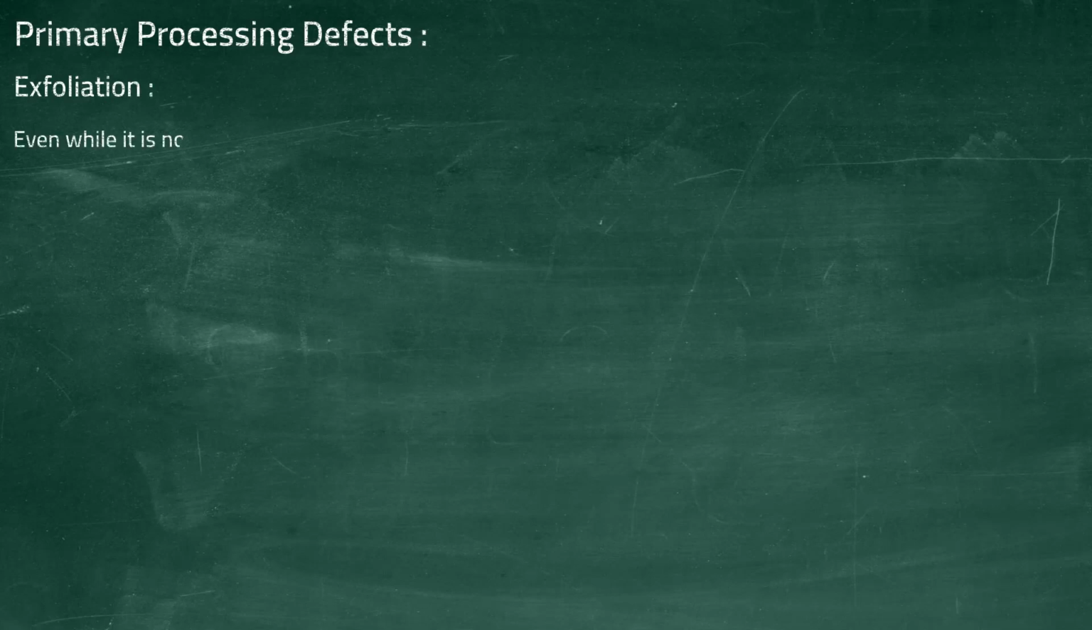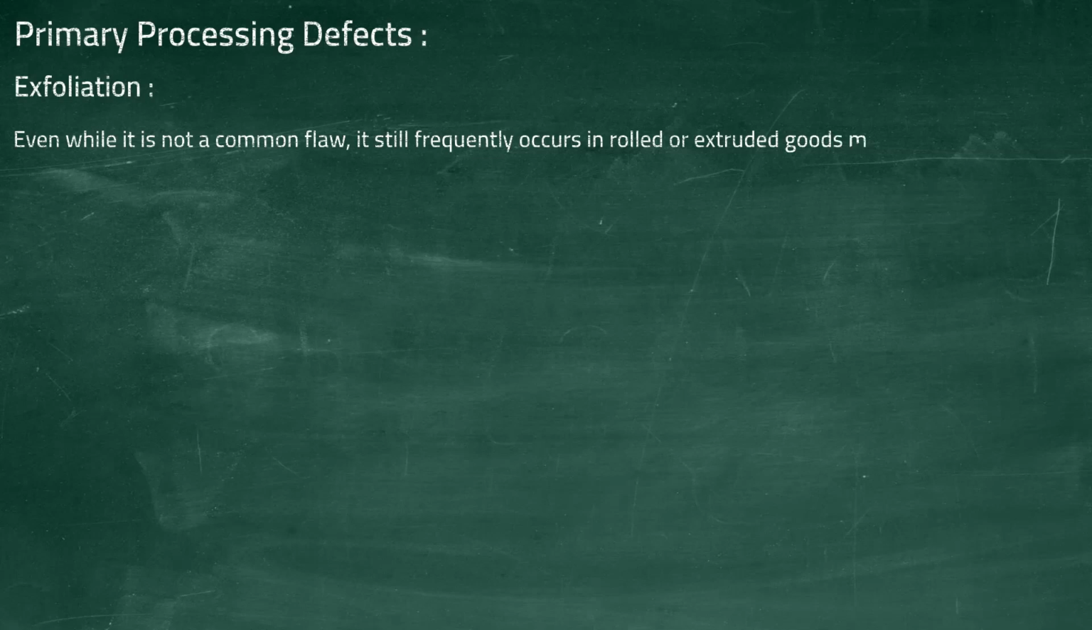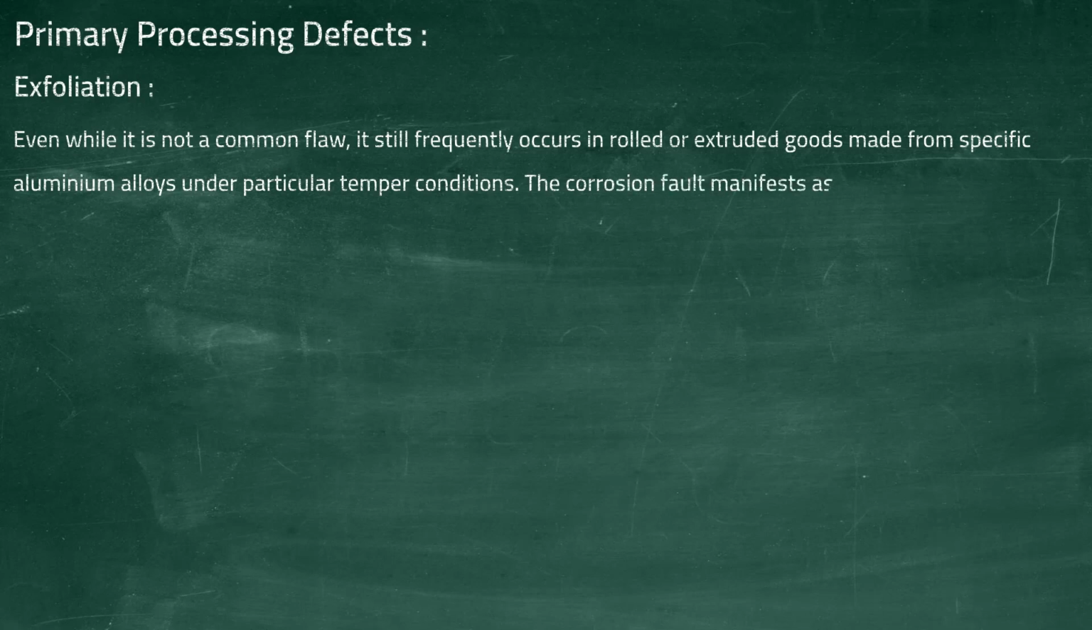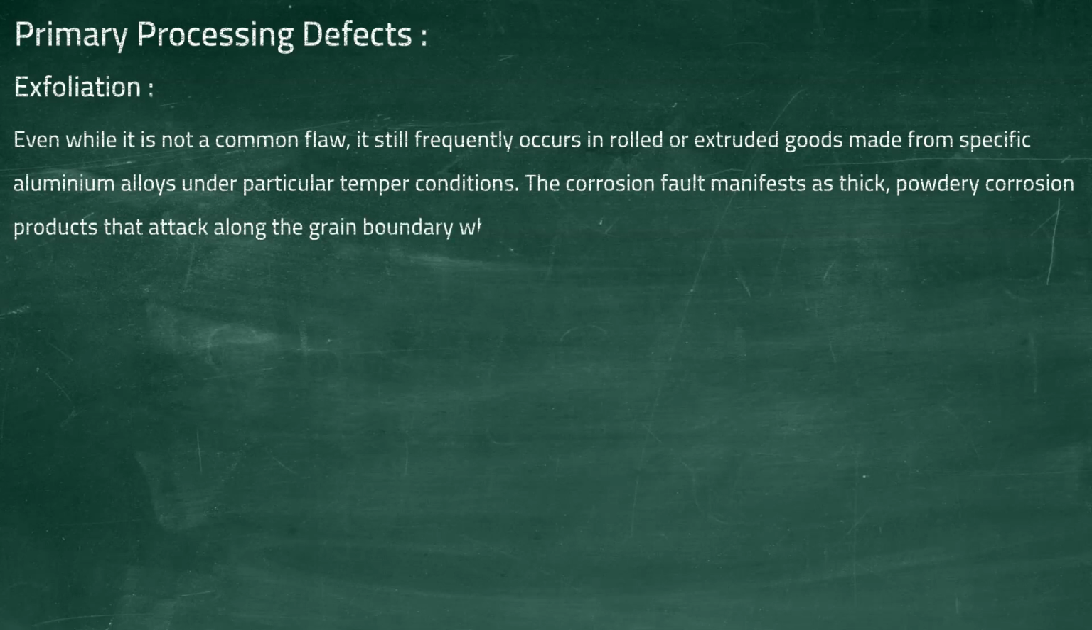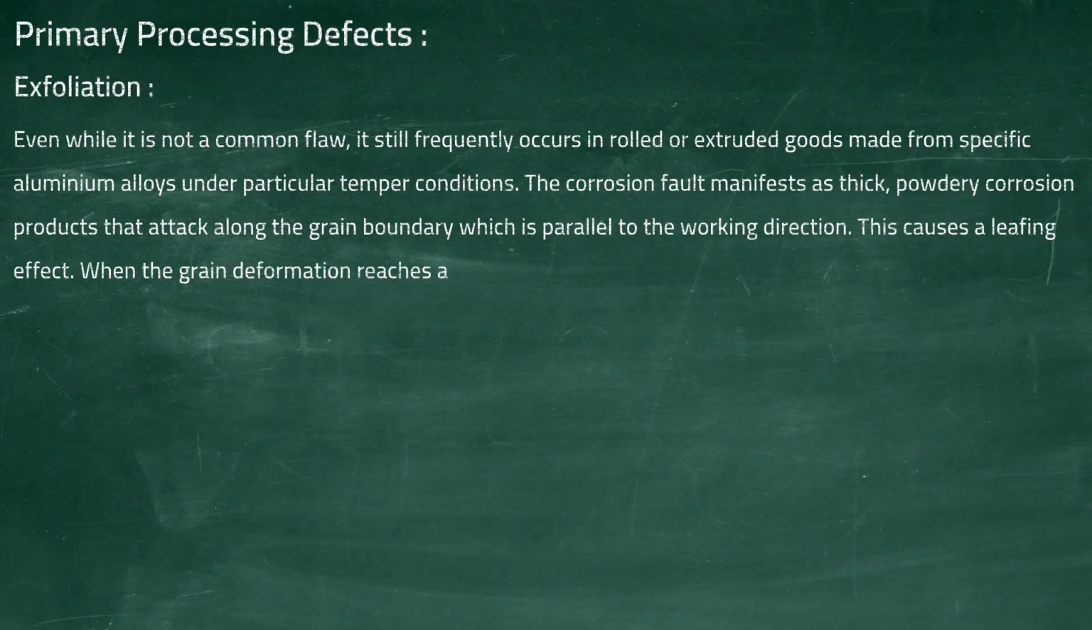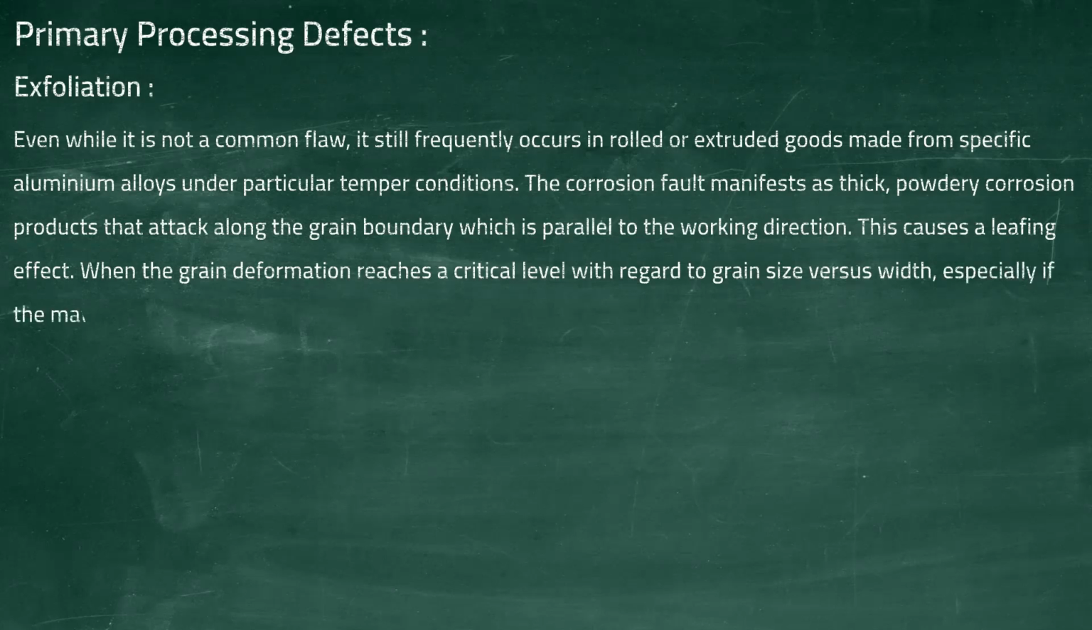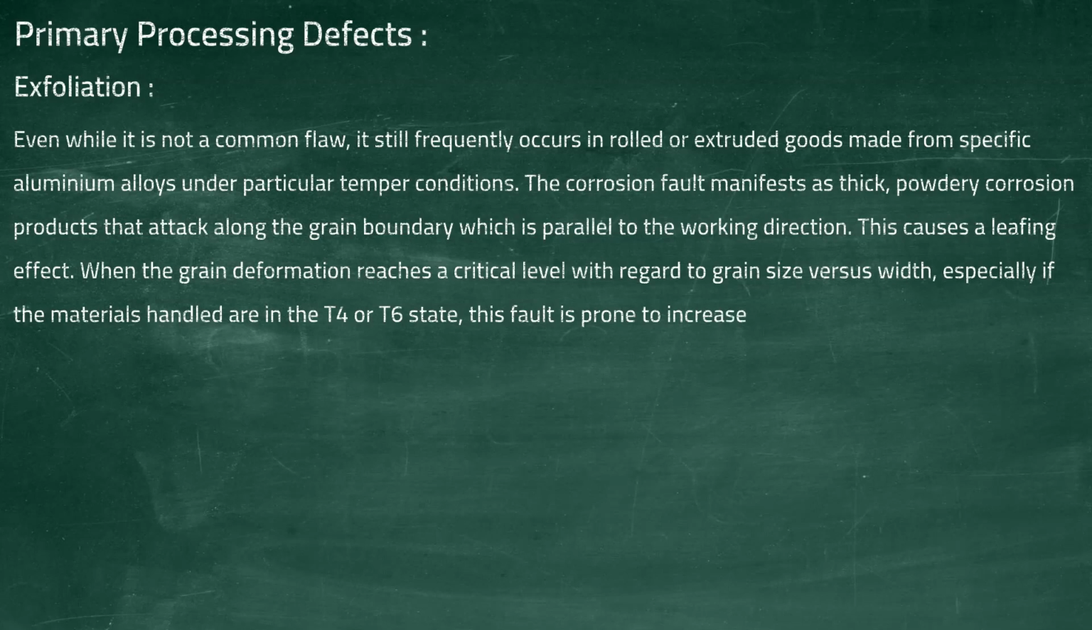Exfoliation. Even though it is not a common flaw, it still frequently occurs in rolled or extruded goods made from specific aluminium alloys under particular temper conditions. The corrosion fault manifests as thick, powdery corrosion products that attack along the grain boundary which is parallel to the working direction. This causes a leafing effect, when the grain deformation reaches a critical level with regard to grain size versus width, especially if the materials handled are in the T4 or T6 state. This fault is prone to increase.